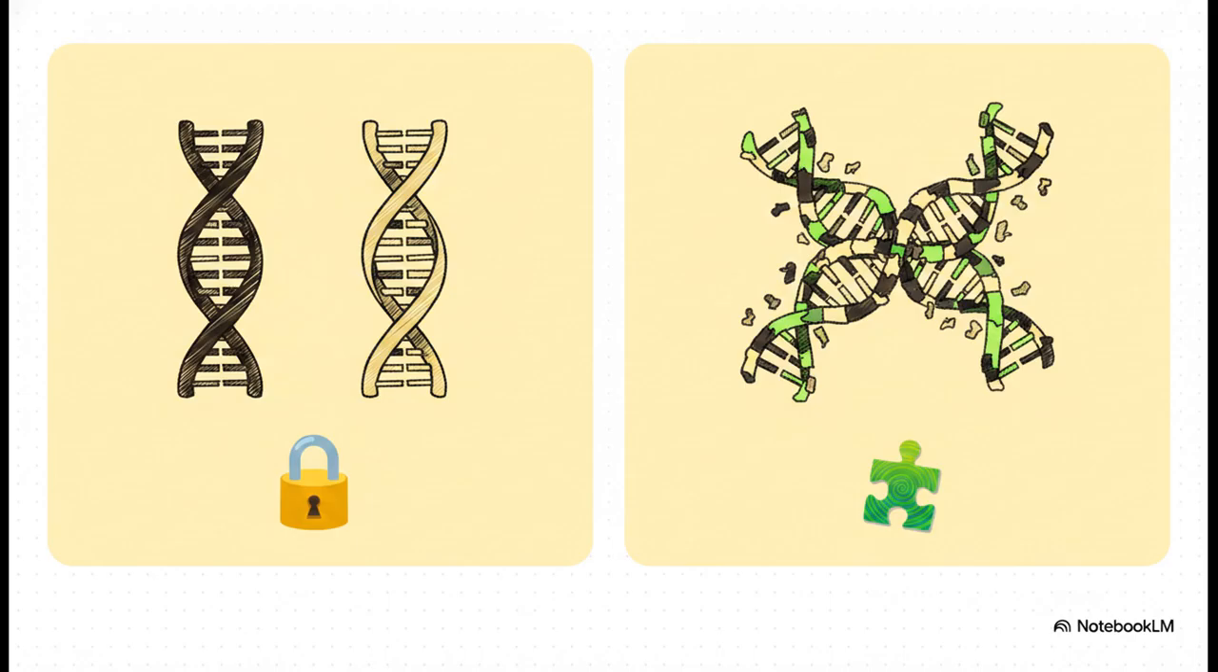Then, on the complete opposite end of the spectrum, was dispersive replication. This theory predicted a rather chaotic process where the parental double helix was basically chopped up into fragments. Each fragment served as a template, and the end result was a messy mosaic of old and new segments scattered completely across both strands of the resulting DNA molecules.